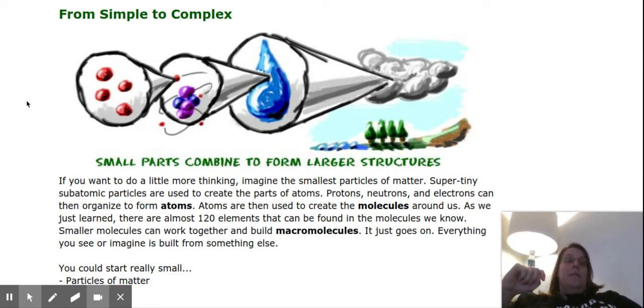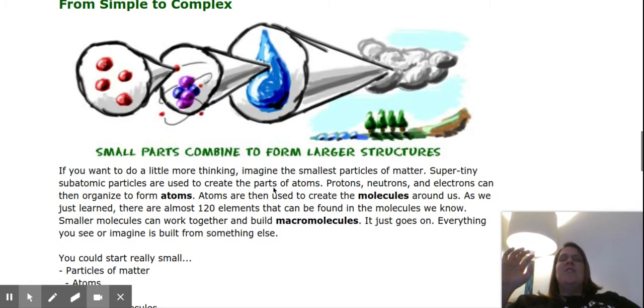Now, from simple to complex. Your assignment for today is to talk about how things go from simple to complex. Small parts combine to form larger structures. If you want to do a little more thinking, imagine the smallest particle of matter. Super tiny subatomic particles are used to create parts of atoms. Protons, neutrons, and electrons can then organize to form atoms. Atoms are then used to create molecules around us.